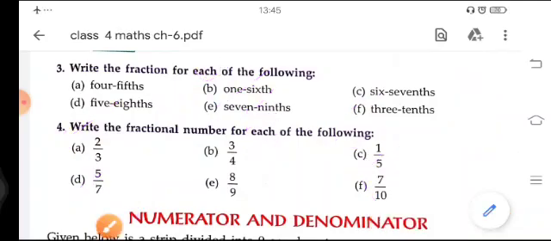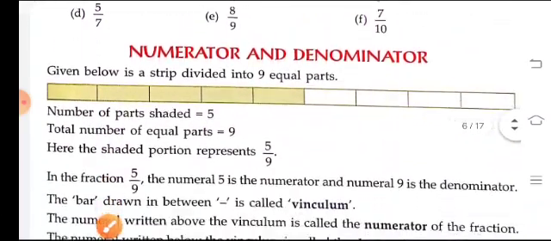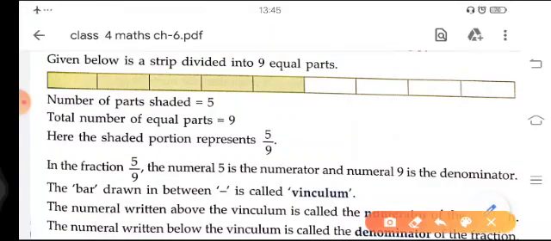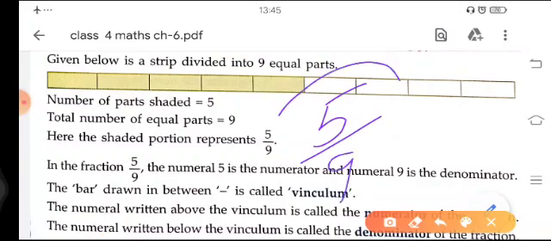Okay. Now we will move to the next topic, that is numerator and denominator. Okay. So first you have to understand what is numerator and denominator. See students, what I told you, when we write such kind of numbers by using a bar, then that is known as a fraction. 1 upon 2, 1 upon 4, 2 upon 3, 1/3, 2/3, right?